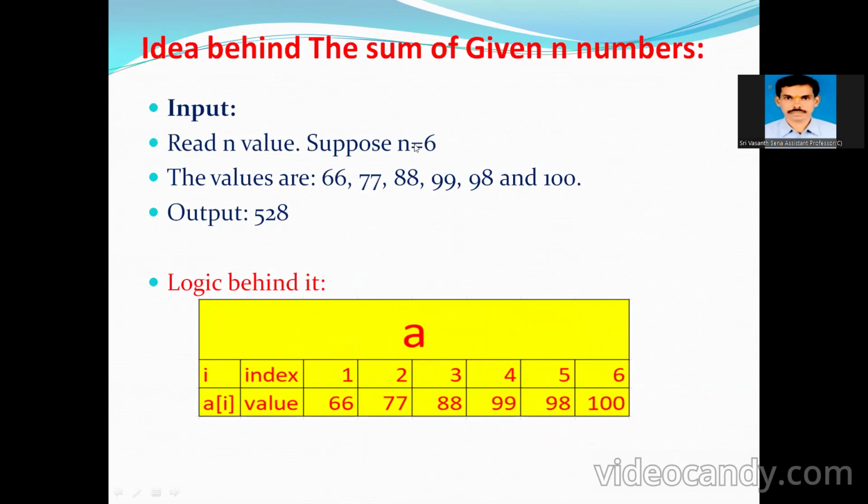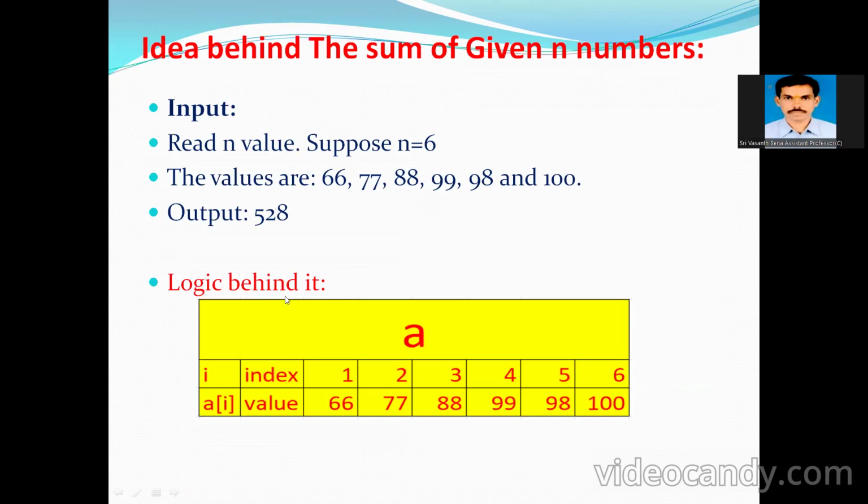Suppose my n value is 6, the number of elements. The elements are 66, 77, 88, 99, 98, and 100. At the end of this program, I need to get the sum of these numbers. The sum of these numbers comes to 528.